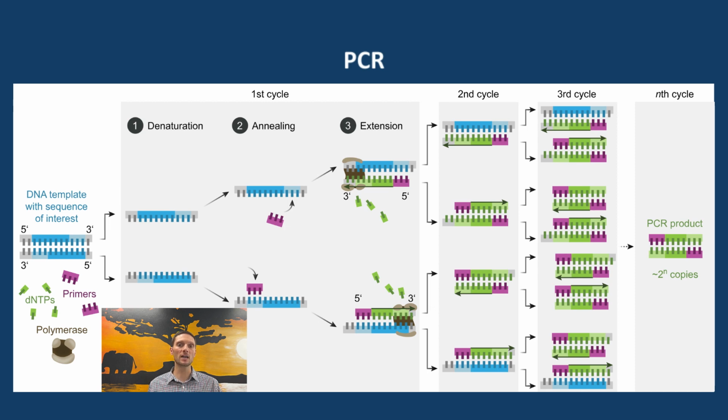And so these three stages are repeated over and over, and every time one of those cycles of these three stages takes place, it doubles the amount of DNA. And so very quickly, from a single piece of DNA, you can get hundreds or thousands of copies of DNA for a very specific region.